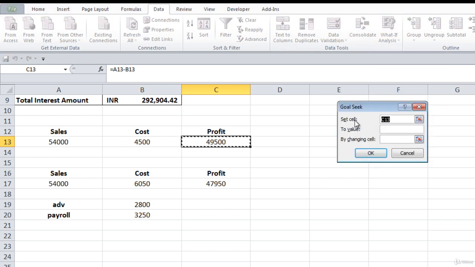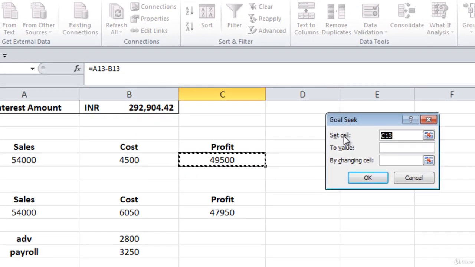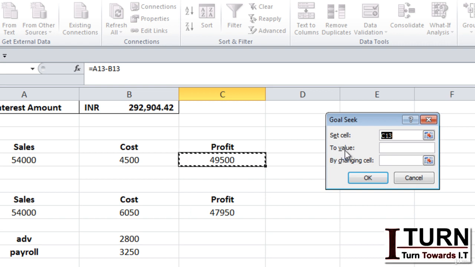Now the first parameter is Set cell, means the cell where you want to set the goal. So which is C13, which is correct. A set cell must contain a formula, that is compulsory. The second thing is To value. In this set cell, what is the value that you want? Here you will have to type your goal value. The goal value for me is 51,100.